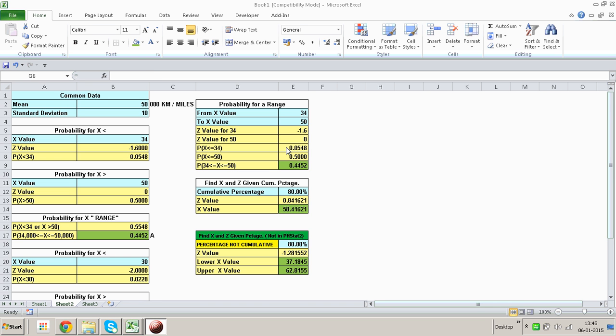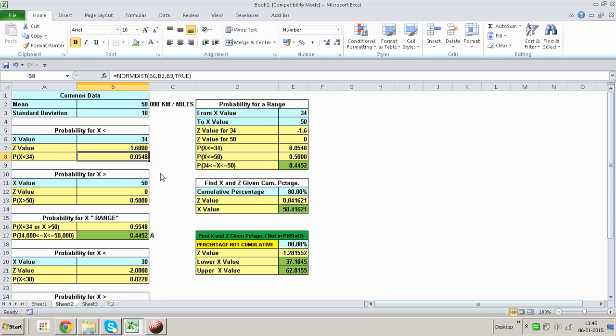So what you need to notice over here is that when I input this value of 50 over here, what I get on the Z scale is a 0, which means the mean of the Z scale, which is the 0, is in tandem with or has been tallied with the mean of the X scale, which is 50 over here. So to try and find out how many trucks would have traveled between 34,000 kilometers and 50,000 kilometers, we input these two particular values over here.